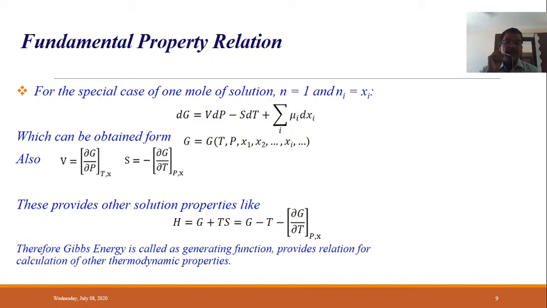Enthalpy is equal to Gibbs energy plus TS. We have already discussed the S calculation, so that can be replaced here, and if you have Gibbs energy, that can be added. Small mistake here: it will be G minus T multiplied by del G by del T at constant pressure and X. So this is all about the fundamental property relation.